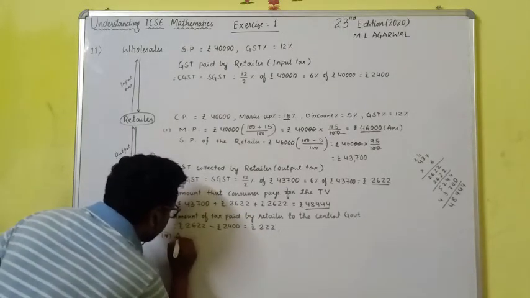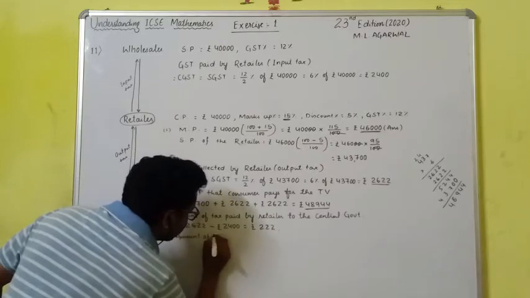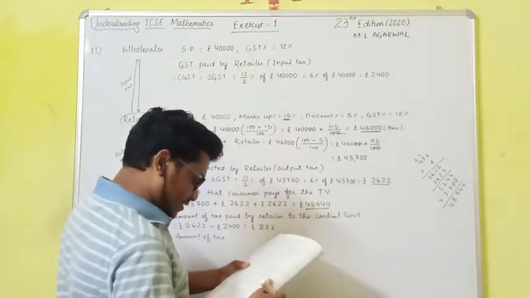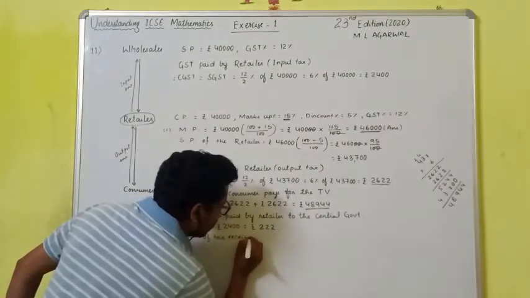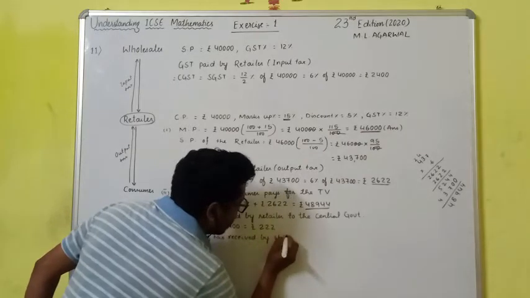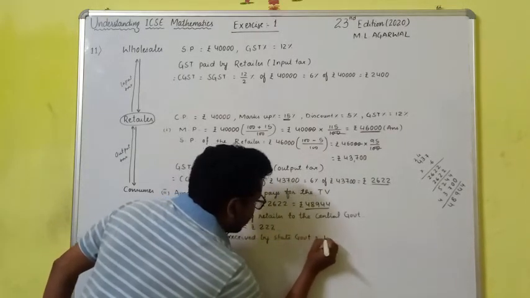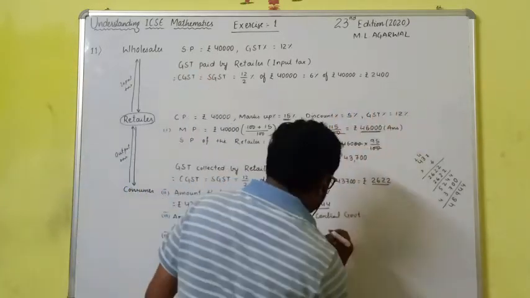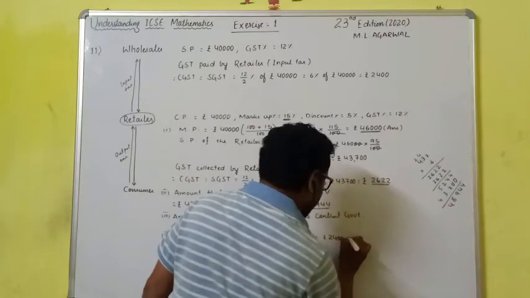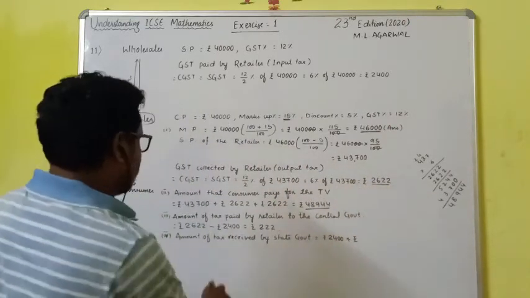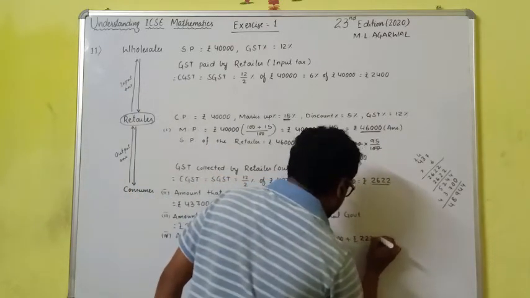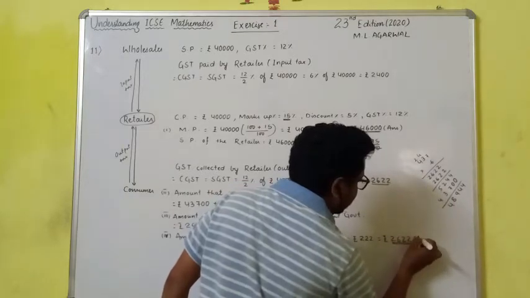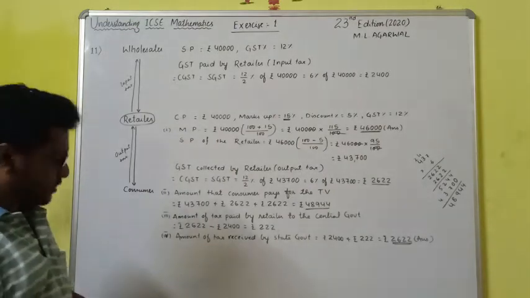Then again, the amount of tax under GST received by the state government is equal to rupees, first how much was paid by the wholesaler to the state government, that is 2400, plus rupees 222. So it will be equal to 2622 that will be paid to the state government. So this much is all about your question number 11.